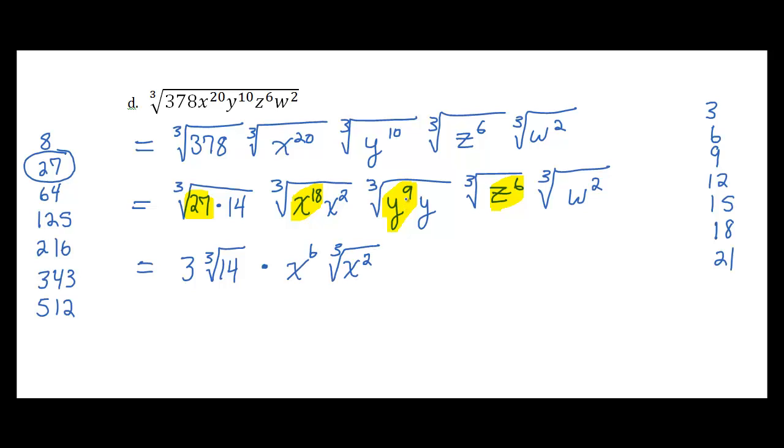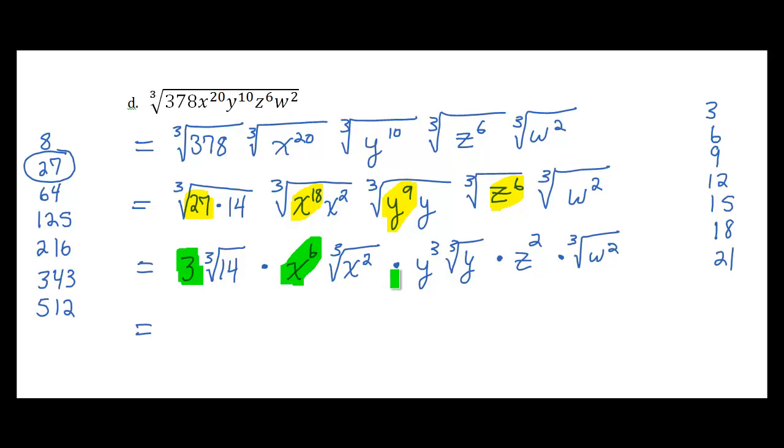The cube root of y to the 9th, 3 goes into 9 3 times. Still have that cube root of y under my radical. 3 goes into 6 2 times. So I get z squared. And I still have my cube root of w squared. Now that I have these, everything that's on the outside of my radical is going to stay on the outside of my radical.